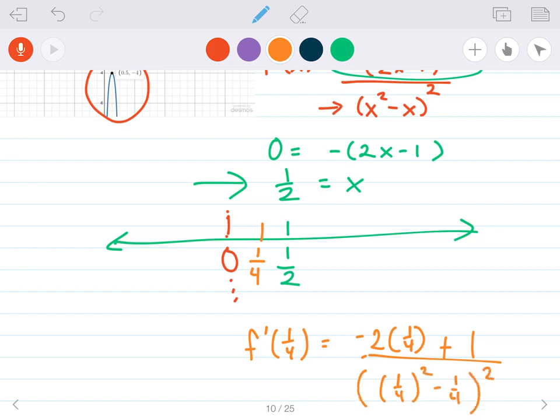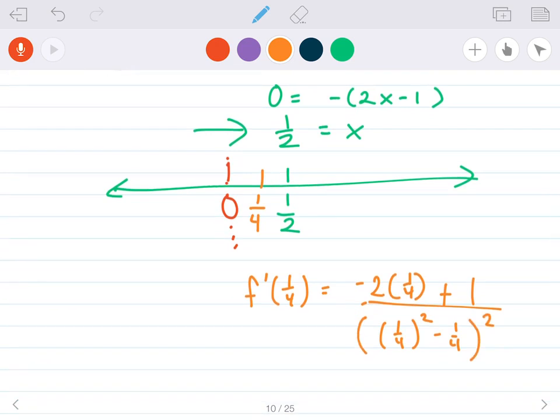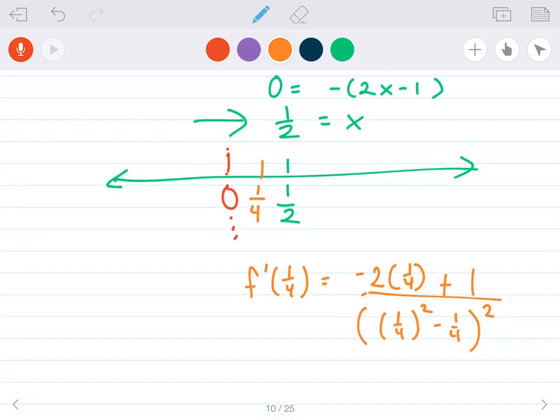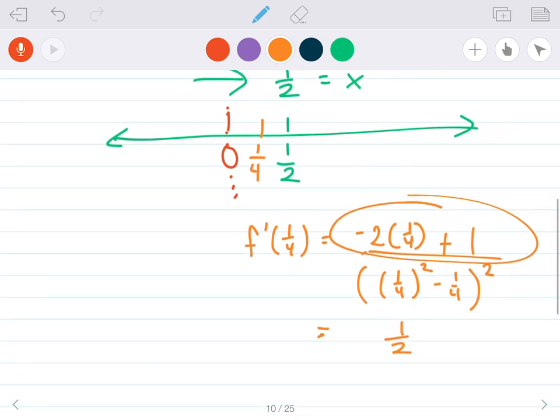Okay, so the question is, is this going to be positive or negative? It's probably going to be positive because we can see that from the graph, but let's just double check. So on top, we have negative 1/2 plus 1. That's just going to be 1/2. And on the bottom, since I'm squaring something, it's going to be positive. Who really cares what it is? Positive divided by positive is positive. Okay, so this is increasing.